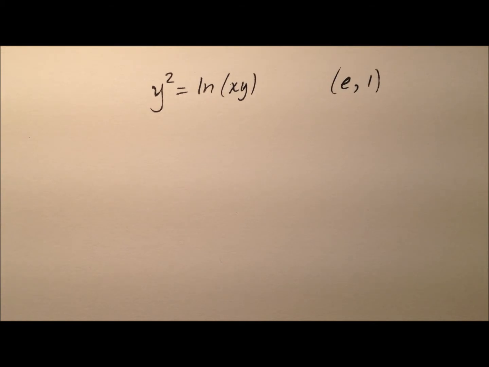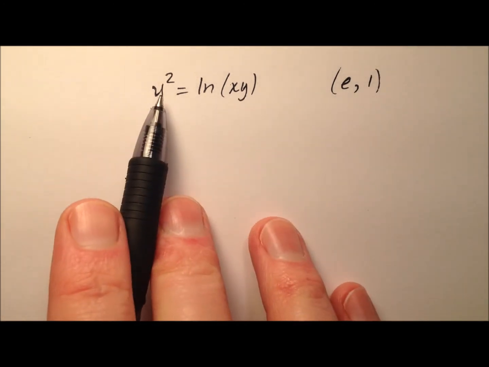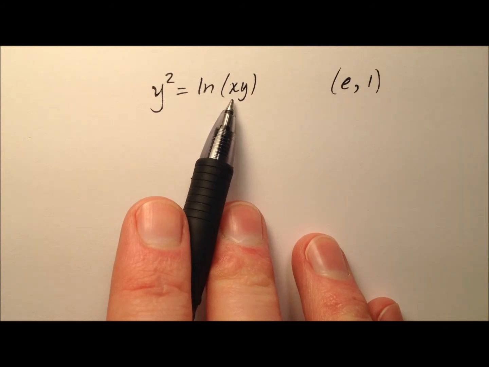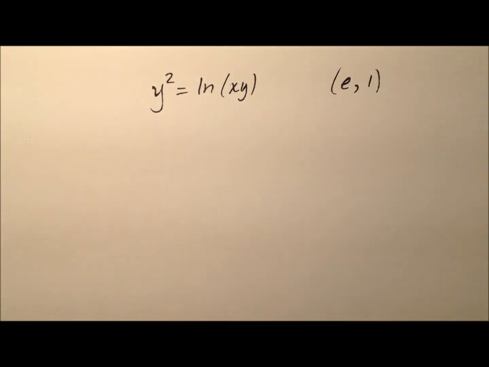In this example, I'm going to use implicit differentiation to write an equation of the tangent line to the graph of y squared equals the natural log of xy, and I'm going to do so at the point (e, 1). Remember, when using implicit differentiation, the goal is to isolate the y prime, or dy/dx, on one side, and then the other side will be a nice expression that I can use to find the slope of the tangent line.